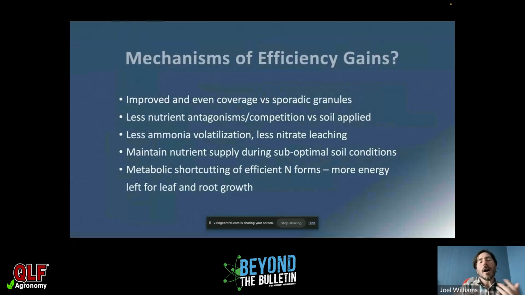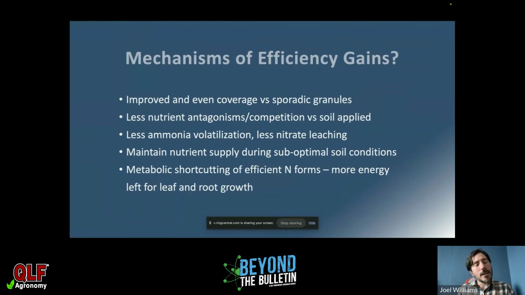Some of the factors that drive the efficiency gains of foliars are things like even coverage. In a liquid, you have very nice even application of the nutrients compared to sporadic placement of granules, or down the row where it can be a bit more sporadic and maybe not all plants are requiring some of that nutrition. Whereas in a liquid foliar, we have a perfect even canopy. Each and every plant can obtain a bit of that nutrition through a liquid foliar application.